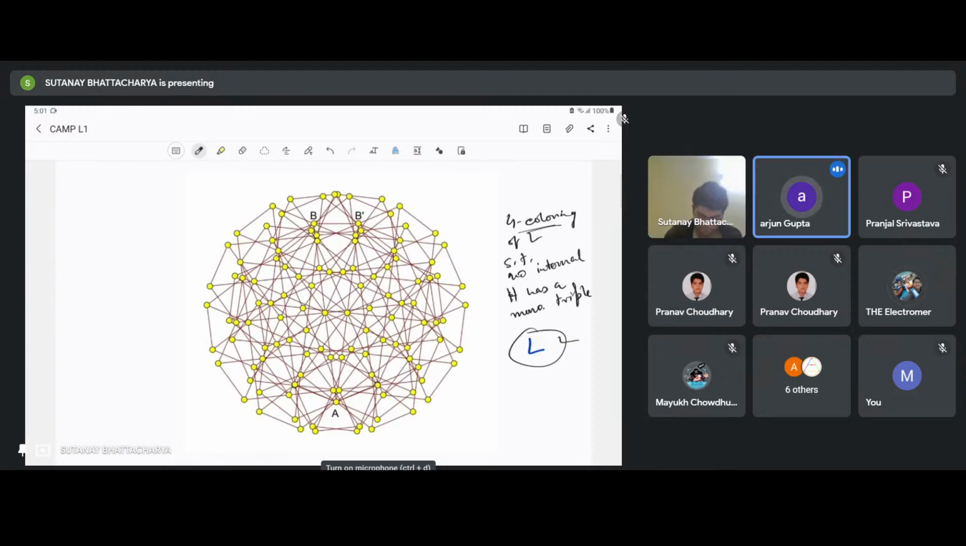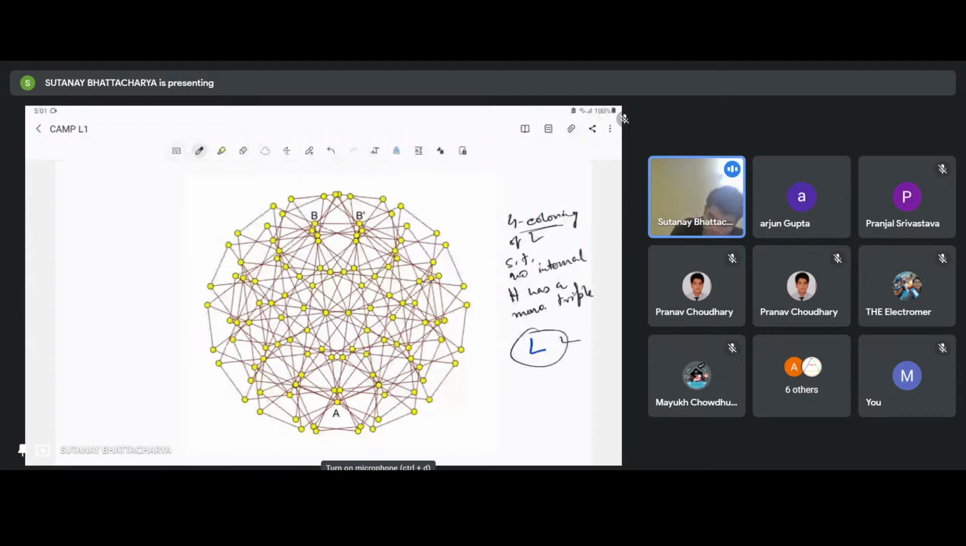Why is that true? Okay, so what we proved so far is if you try to color L with four colors, such that no internal H has a monochromatic triple, then you will end up with this configuration, which is a contradiction.